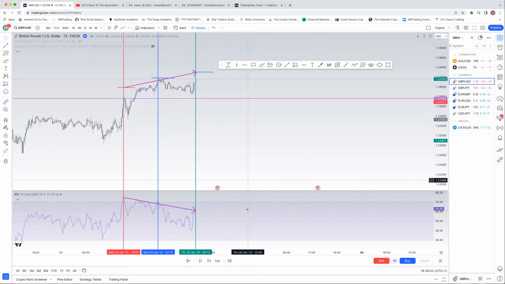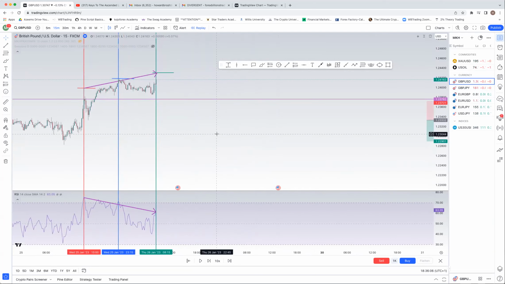Saying price is coming down. So what would happen to price? It will go down. Price has to go down. Do you understand? So you have a huge divergence on the 15 minutes.